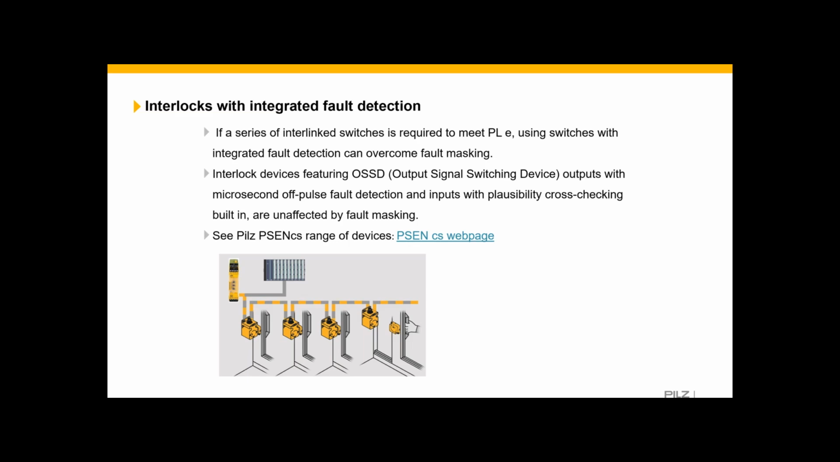So if a series of interlock switches is required to meet PLE, using switches with integrated fault detection can overcome fault masking. Interlocking devices that feature OSSDs with microsecond off-pulse fault detection and inputs with plausibility cross-checking built in are unaffected by fault masking. Though this isn't necessarily for guard locking, the devices that we use for guard locking will use this technology as part of the interlocking function.